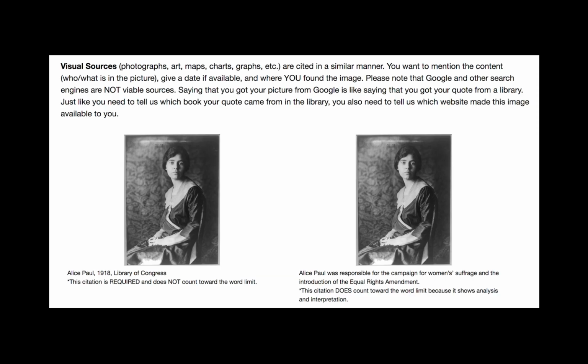Okay, visual sources are cited in a similar manner. You want to mention the content, who or what was in the picture, give a date if available, and where you found the image. This has to be done on your exhibit or on your website directly below or to the side of your picture. Please note that Google and other search engines are not viable sources. That's why we want you to search and find where it originally came from. Because saying you got your picture from Google is like saying you got your quote from a library. Just like you need to tell us which book your quote came from in the library, you also need to tell us which website made this image available to you.